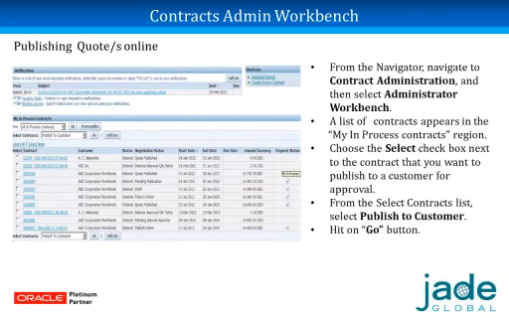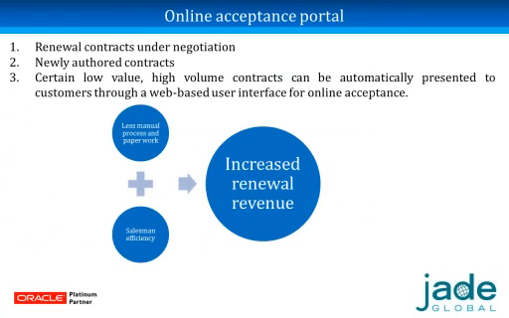One of the key features that I'd like to focus on today is publishing the quotes online. From the navigator page, you can publish your renewed contracts which are in the entered status to the customers. The customer can review those renewal quotes in the online acceptance portal, and continue with their actions. They can ask questions on that contract, add, update, or request any changes to the contract, and also look for the payment options.